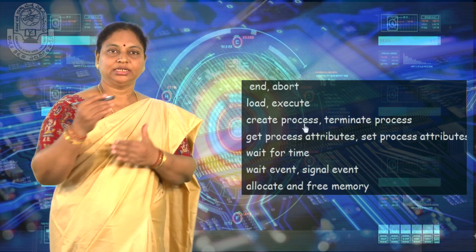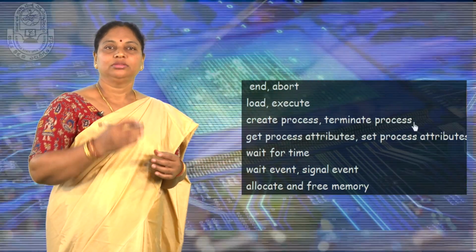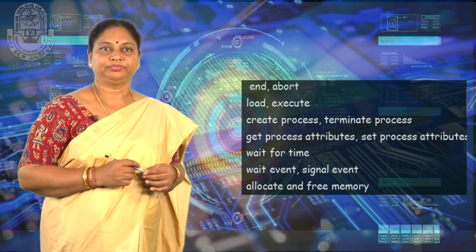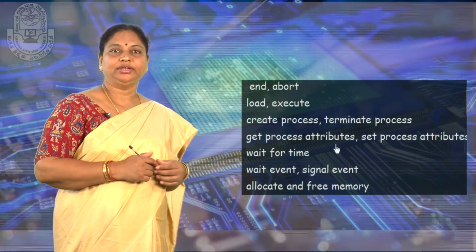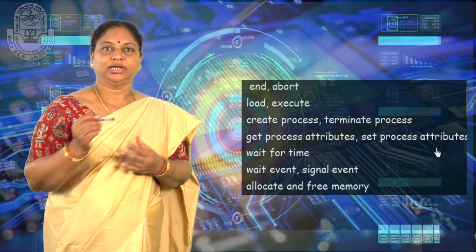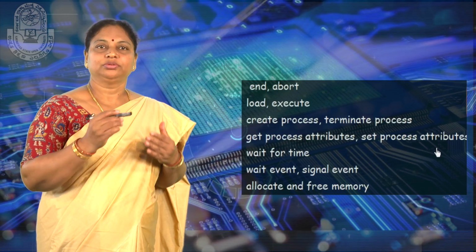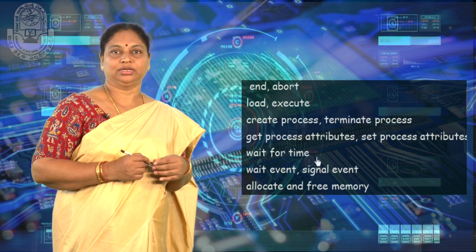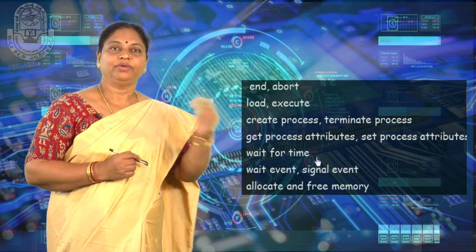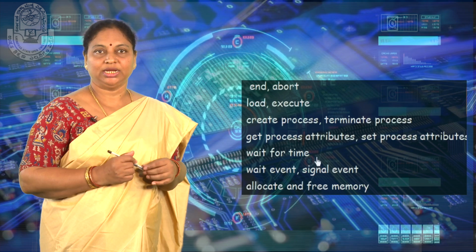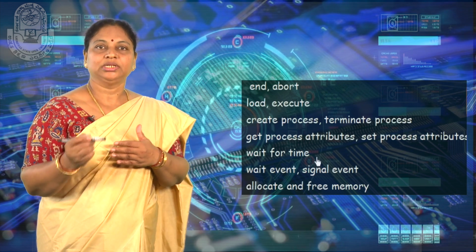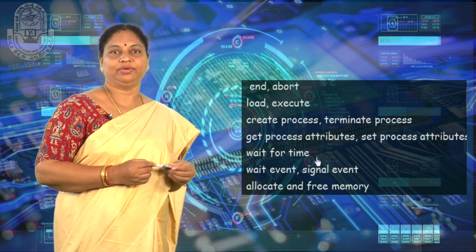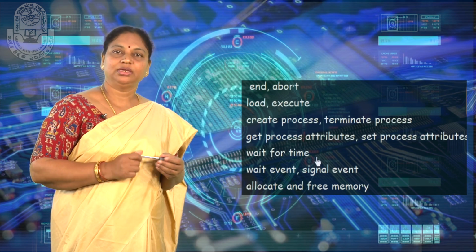When a process enters wait state, then the system call generated is wait time. So like wait time, we have wait event and signal event. So the process may wait for some other event to occur. So for that time, the wait event system call is initiated. Or the process may wait for some other signal, then the signal event system call will be initiated.